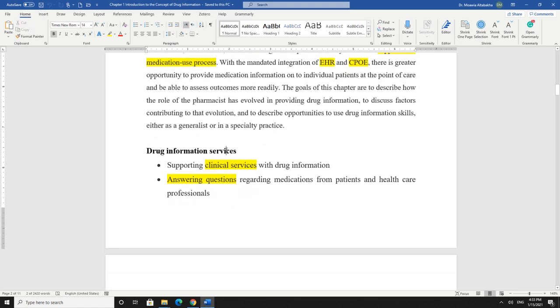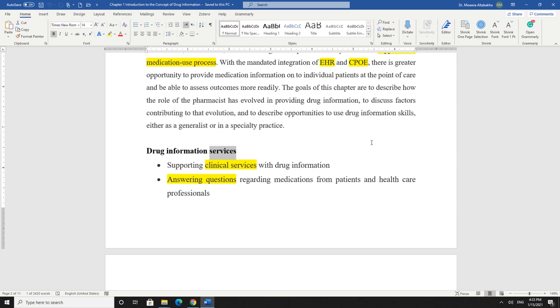Okay, what are the services that are provided by the drug information? We have many services and you need to be aware of them and even to understand them well. Of course, with time you will build on what we are going to talk about in the drug information services.